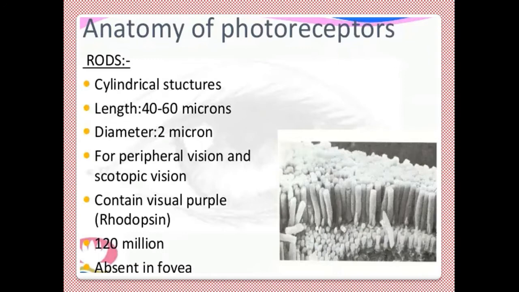So here you take rod cells. This is the rod cell. See that rod cells are cylindrical structures, looking like a rod. The length of this rod is 40 to 60 microns, and the diameter is 2 microns. They are used for peripheral vision and scotopic vision, peripheral and dim vision. They contain a pigment called visual purple, which is called rhodopsin. 120 million rod cells are there, absent in the fovea. Fovea is the region where rods are absent.